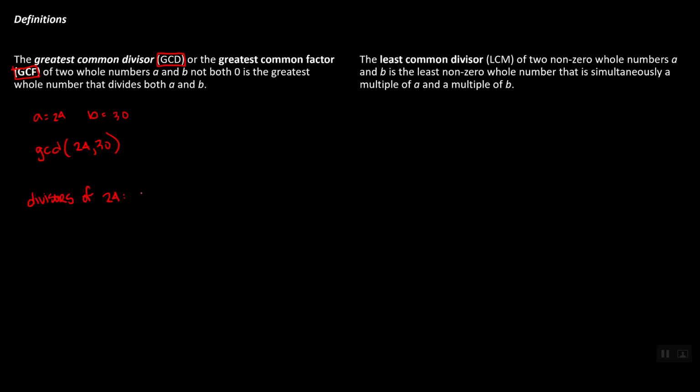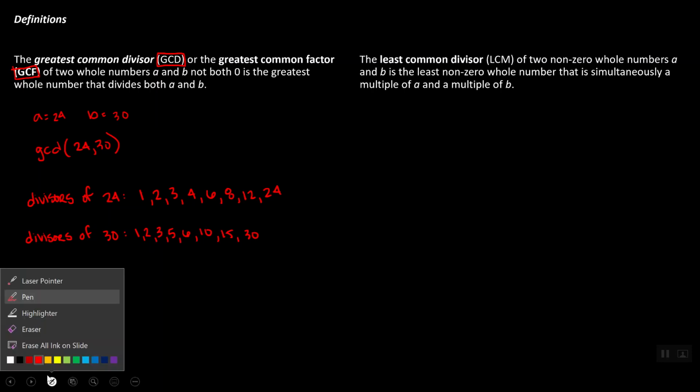The divisors of 24 are 1, 2, 3, 4, 6, 8, 12, and 24. If you're curious on where I got these numbers, go back to section 4.2. Let's also make the list of divisors for 30. The divisors of 30 are 1, 2, 3, 5, 6, 10, 15, 30.